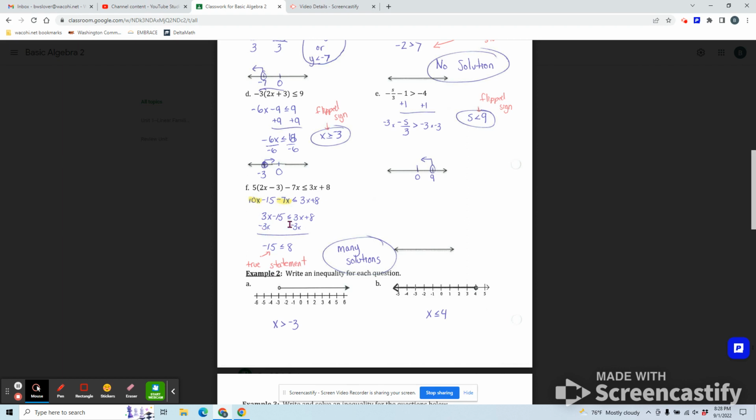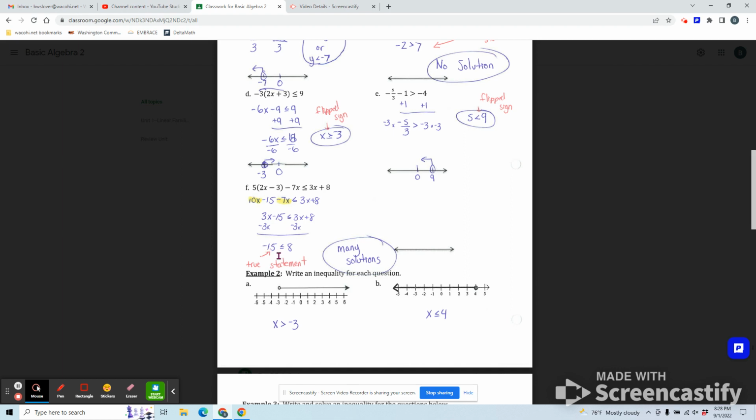So once again, I want to get them on one side. So I'm going to subtract 3x from both sides. Well, 3x minus 3x is 0. There's no more x's on that side, and the same thing on the other side. 3x minus 3x is 0. That's gone. So I'm left with negative 15 is less than or equal to 8.